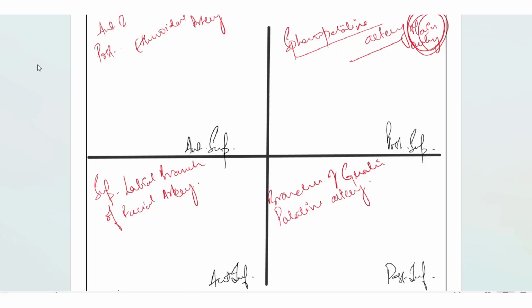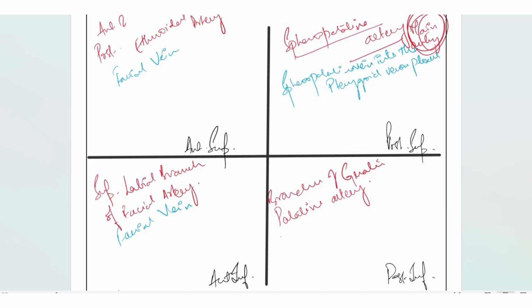Now we will see the venous drainage. The venous drainage is not separate for all the 4 quadrants. Here the anterior nasal septum drains into the facial vein, both anteroinferior and anterosuperior, and the posterior will drain into the sphenopalatine vein into the pterygoid venous plexus. Same, the sphenopalatine vein into the pterygoid venous plexus.